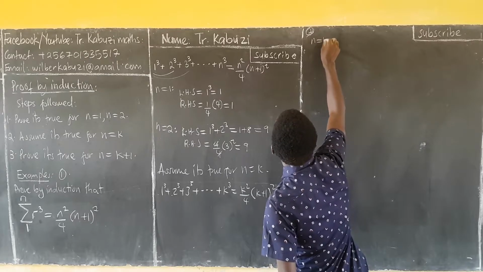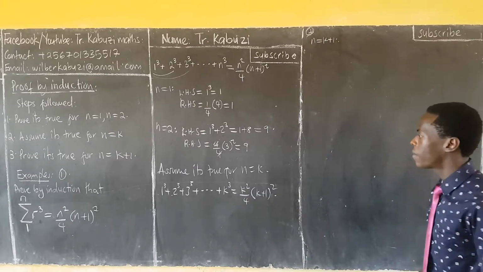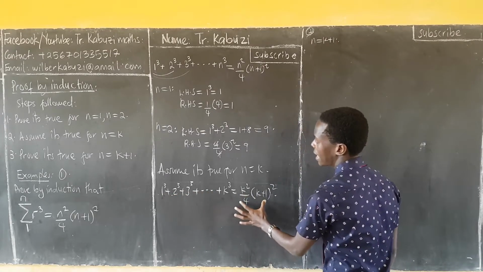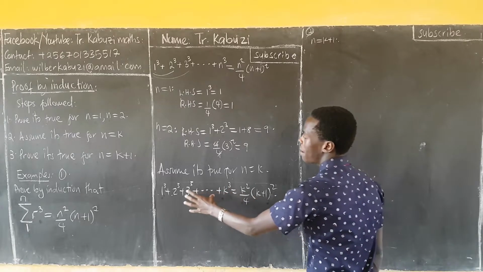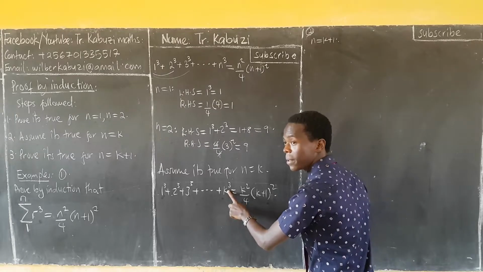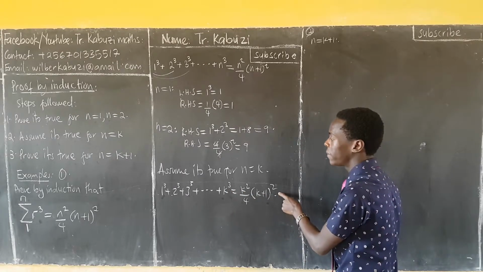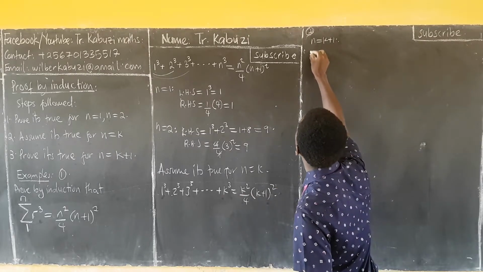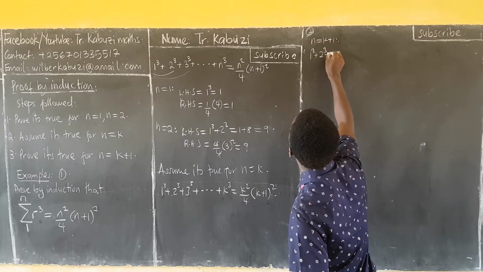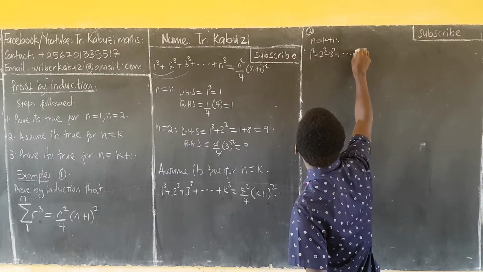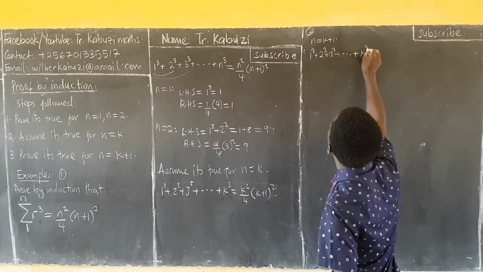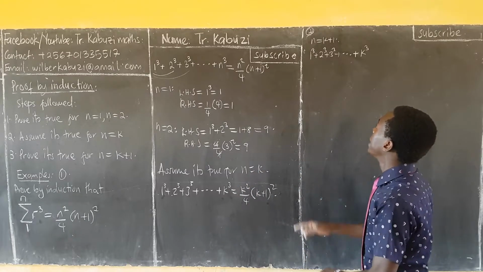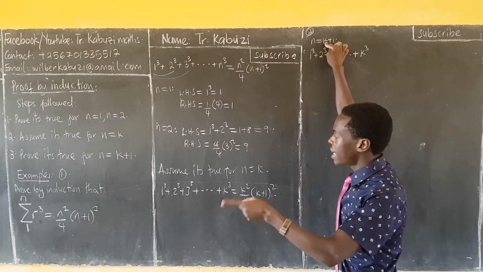Now for n equaling k plus 1, here is some concepts. From here up to here, the number of terms are k terms, and their sum is this. Now, if I add another term on this side, it means I also add a term on this side. So from here, I first write 1 cubed plus 2 cubed plus 3 cubed plus up to k cubed. Now these are k terms. Now I want to add on 1 term so that I have k plus 1 terms.